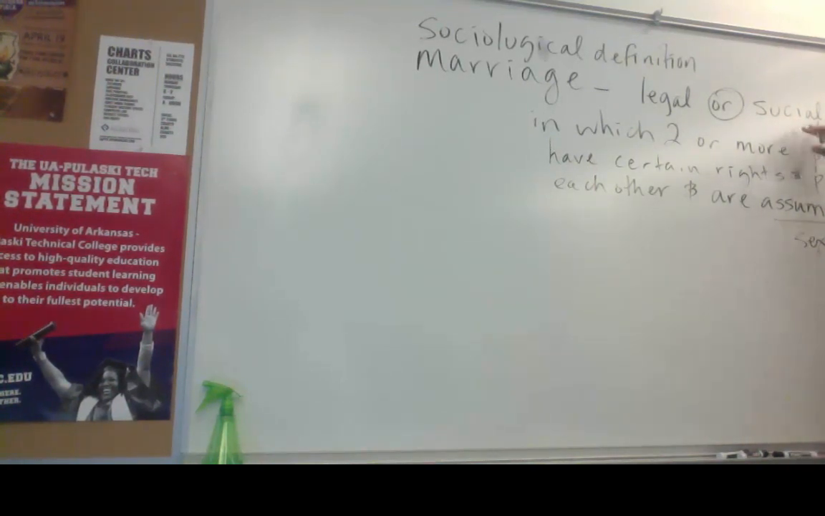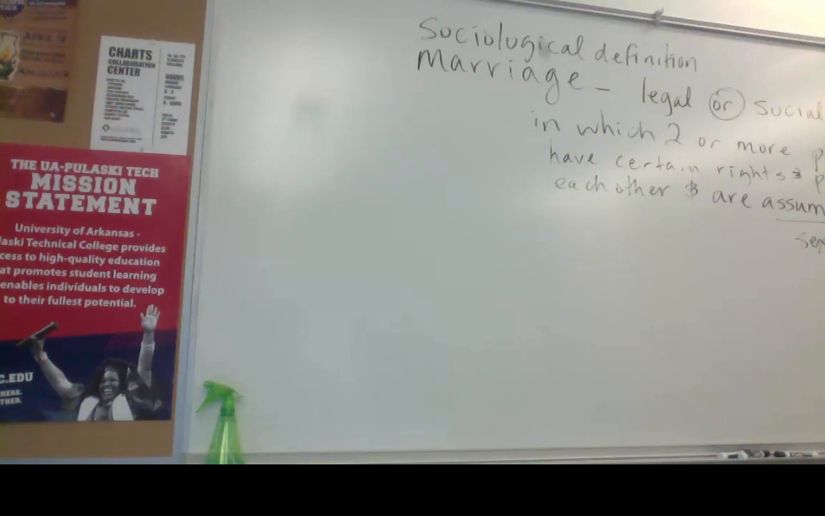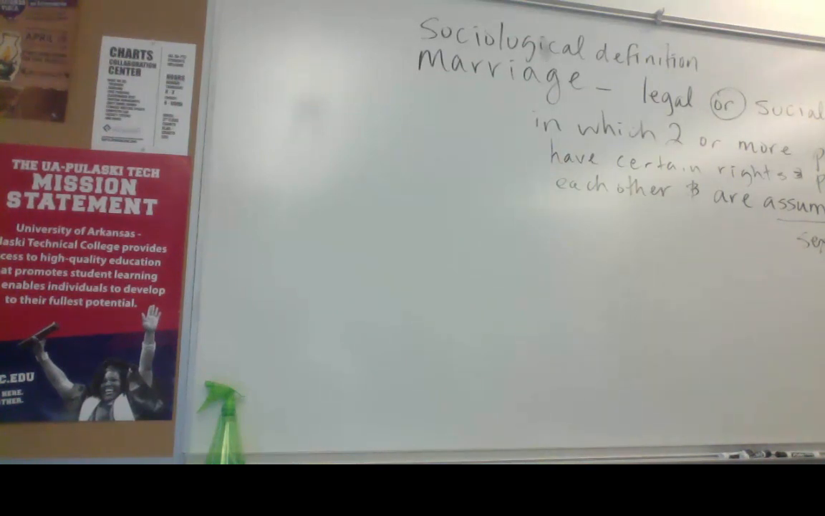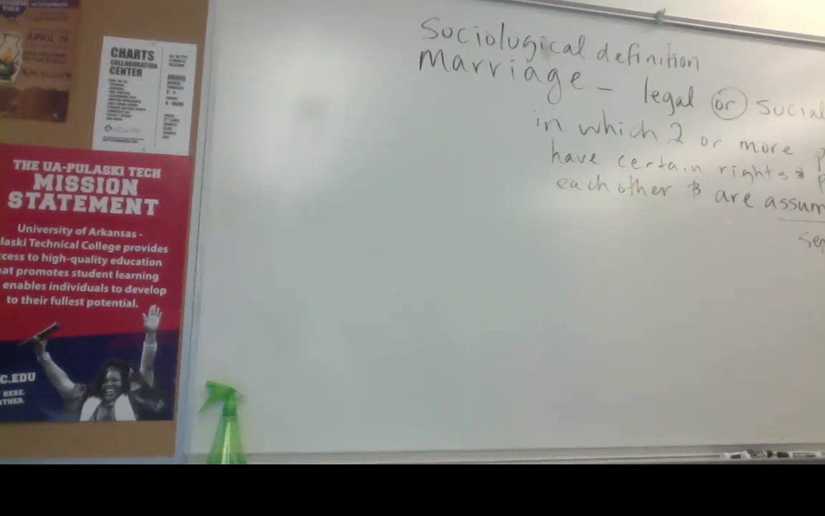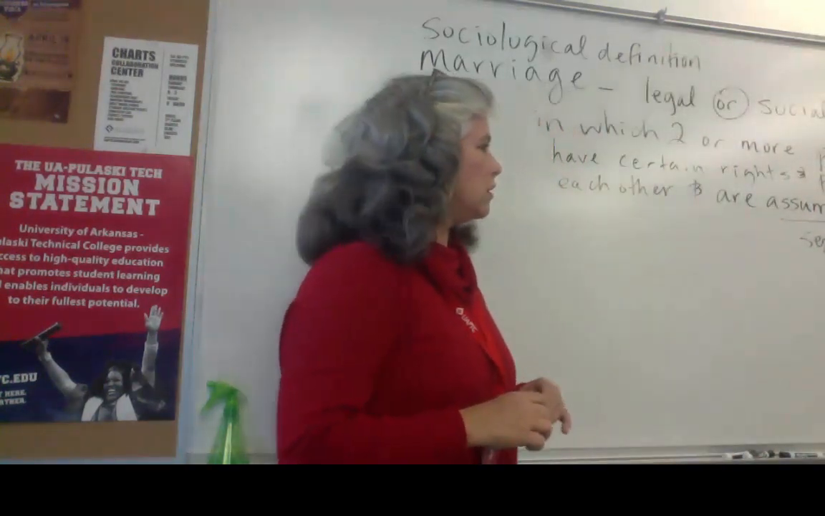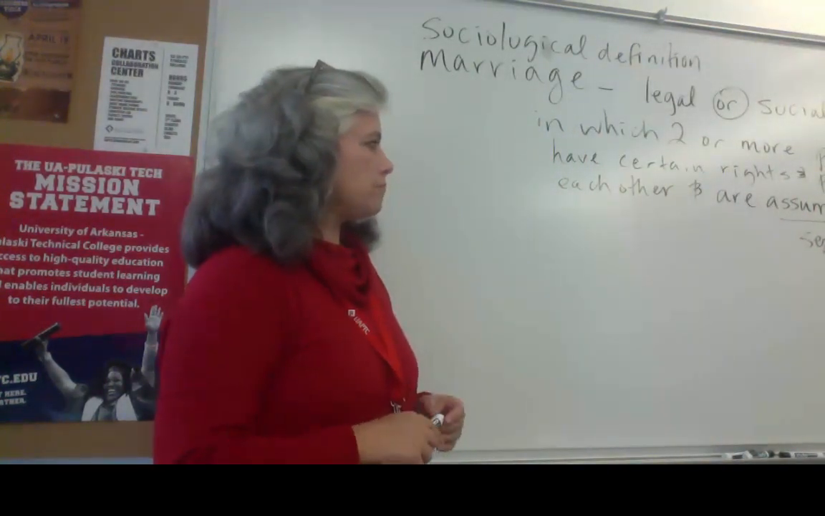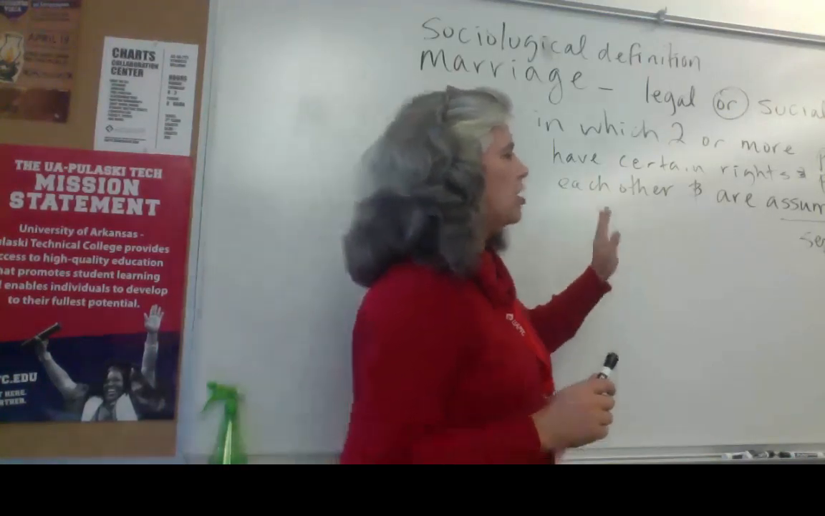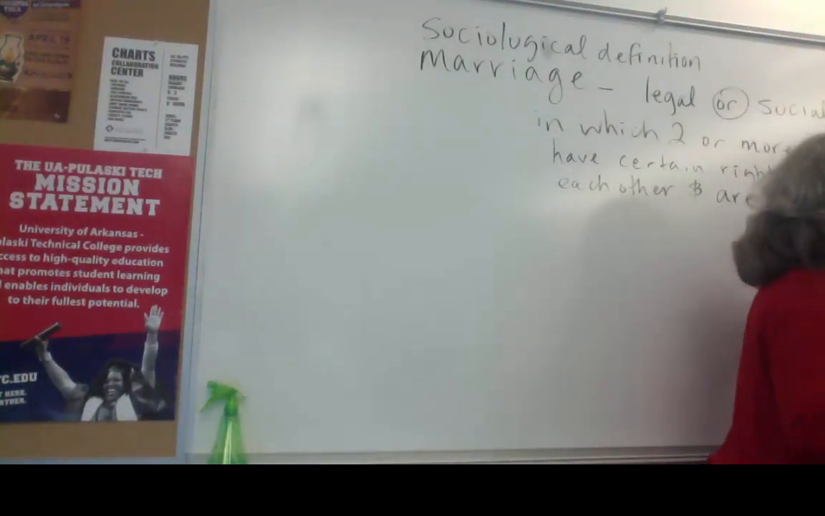So legally or socially accepted is the place where we're going to start our discussion today. It's a legal or a social arrangement between two or more people. And that legal or social arrangement outlines what rights and privileges people have. Obligations and duties are also part of this. Rights, privileges, obligations, and duties to each other are part of that right and privilege comment there. And the people involved in the marriage are assumed to engage in sexual activity.